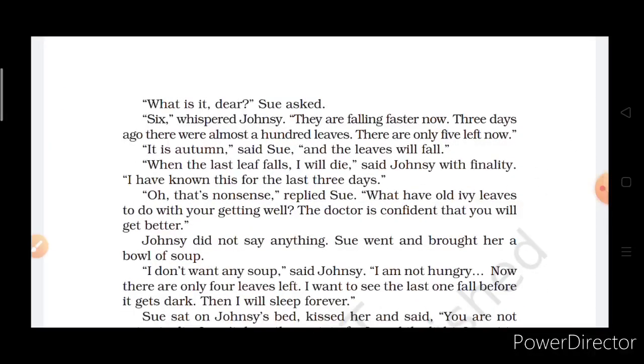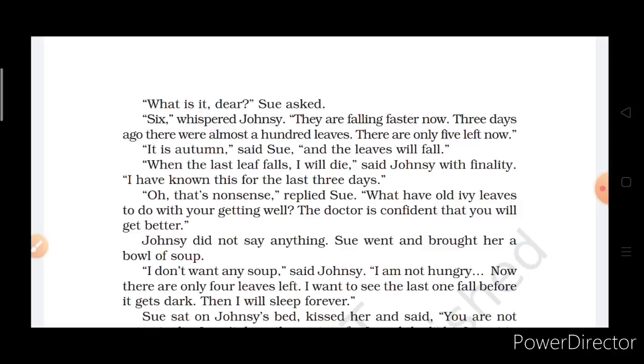"What is it, dear?" Sue asked. "6," whispered Johnsy. "They are falling faster now. Three days ago, there were almost 100 leaves. There are only 5 left now." "It is autumn," said Sue, "and the leaves will fall." "When the last leaf falls, I will die," said Johnsy with finality. "I have known this for the last 3 days."